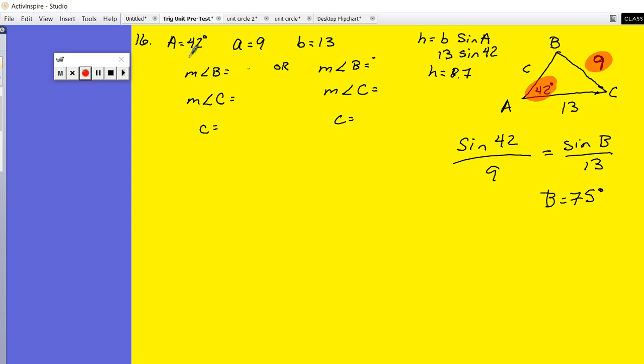So angle B is 75. The other possibility is go 180 minus 75, which is 105.